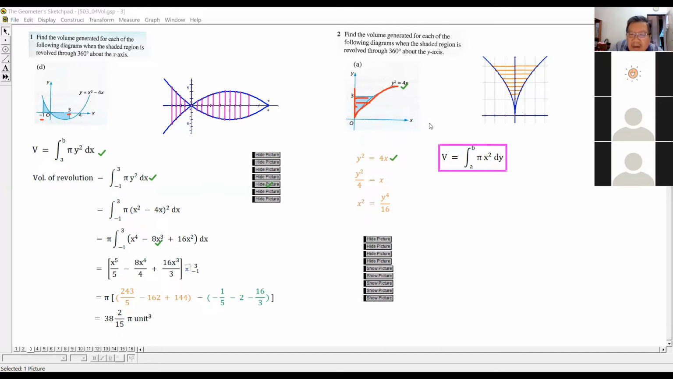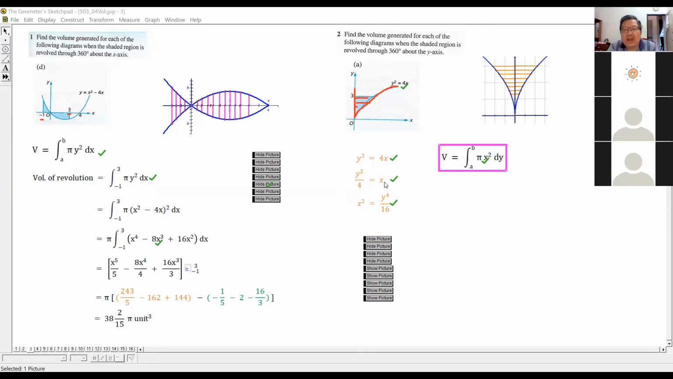And you have to make x the subject of the formula. So to make x the subject, you have to move the 4 over to the other side. Now x becomes the subject. But I cannot use x, because the question says integrate x squared dy. So I have to find out what x squared is first, in terms of y.